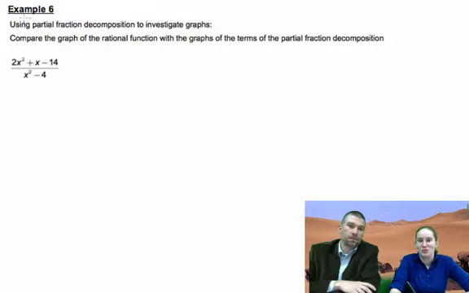Example 6. Use partial fraction decomposition to investigate these graphs. So the first thing we have to do is the partial fraction decomposition.